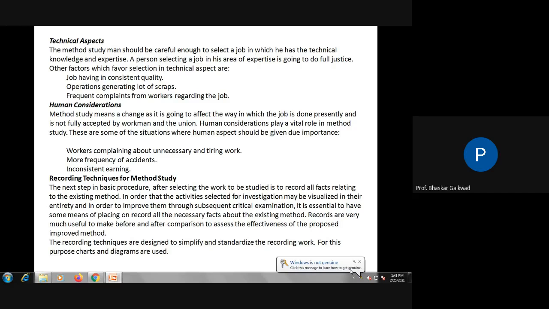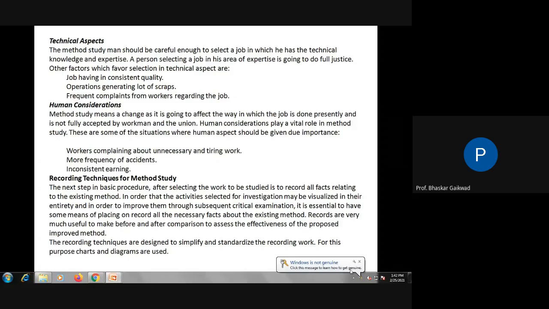Select the area. On which point? Cost related point, technical related point, human related point. On this basis, you have to select the working area. Then whatever the existing process is, you have to go for recording. Cycle times you have to record. Handling times you have to record. Wastage of material you can record. Unnecessary body motions you can record.